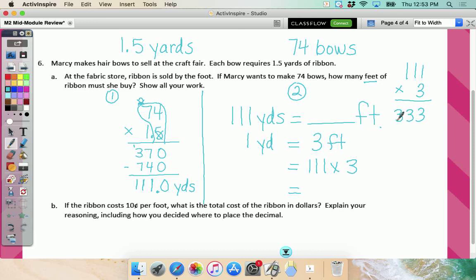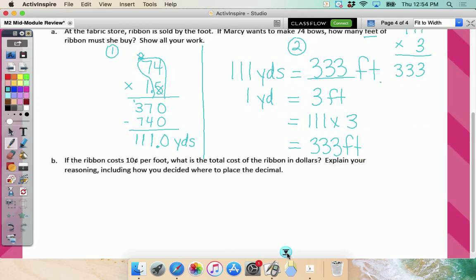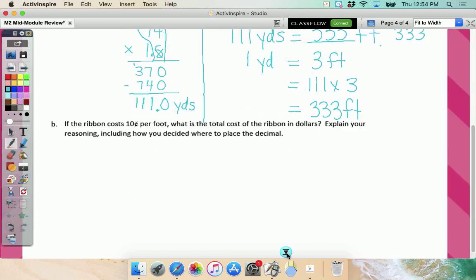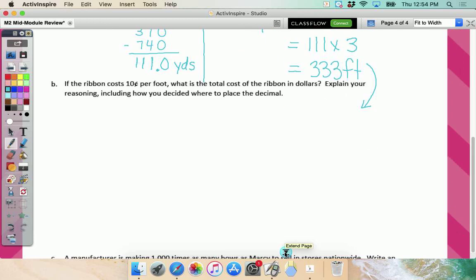Now, tomorrow, you won't be able to do it in your head. You'll have to write it down, okay? Because it's not 111. I don't know what it is. So how many feet is this? 333 feet. Okay? That's the answer to the first problem. Now, guess what? We need that answer for this problem right here. So draw yourself a little arrow.